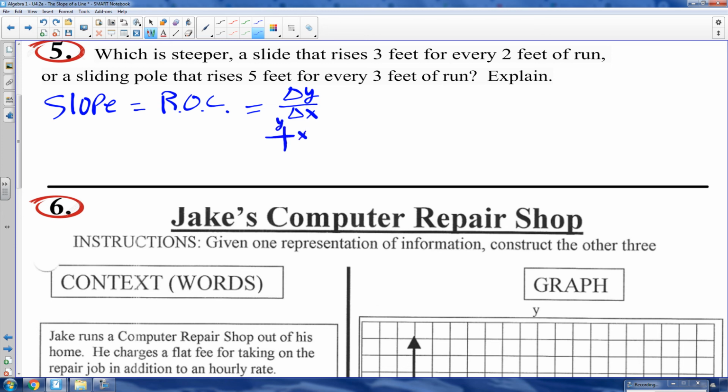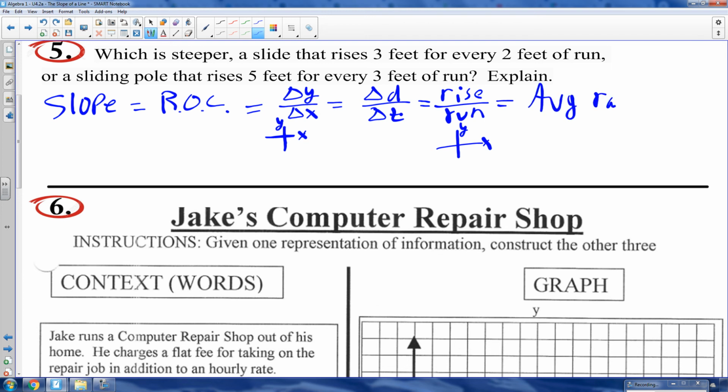I made a really ugly looking one, but you get the general idea. And that's the same as change in distance over change in time. I'm putting equal signs here to show that these are all the same thing. And it's also equal to saying rise over run if you're looking at this xy graph, right? There's so many ways we can look at this. And sometimes people even call this the average rate of change.